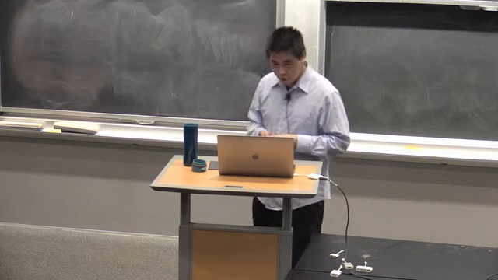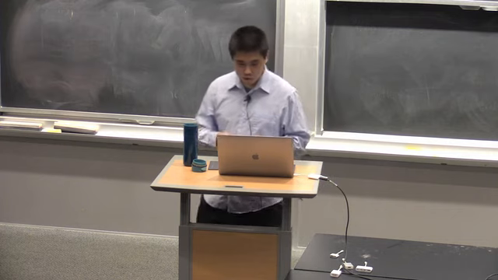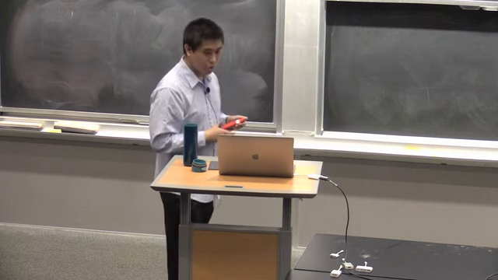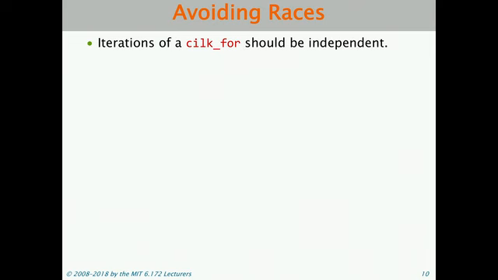Okay, so races are really bad, and you should avoid having races in your program. So here are some tips on how to avoid races. I can tell you not to write races in your program, and you know that races are bad, but sometimes when you're writing code, you just have races in your program, and you can't help it. But here are some tips on how you can avoid races.